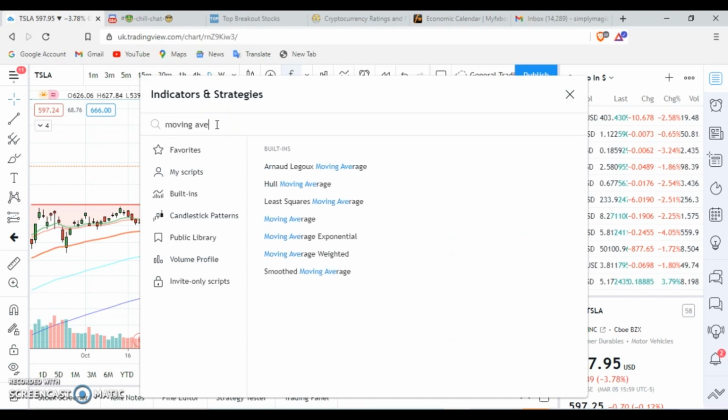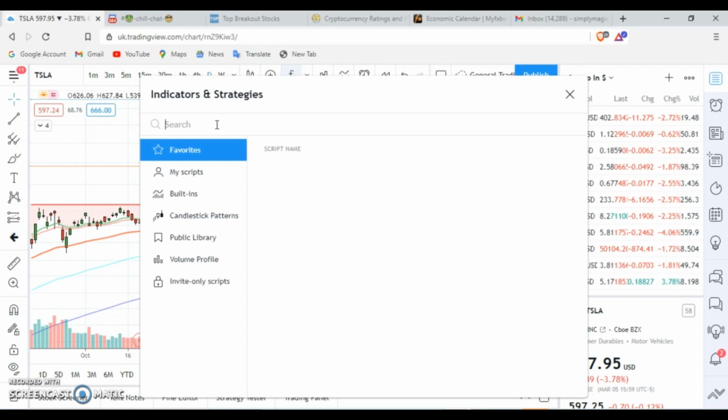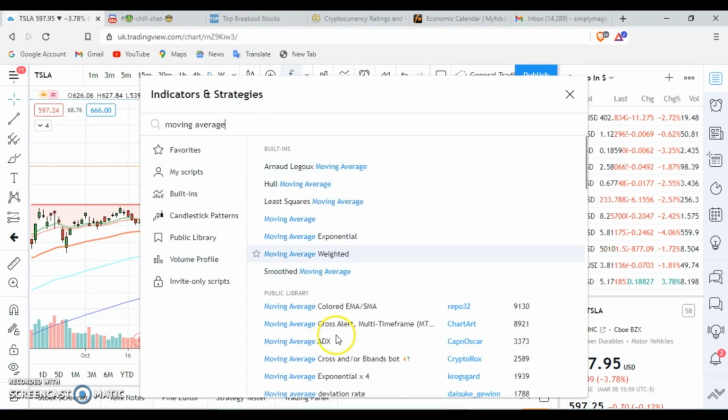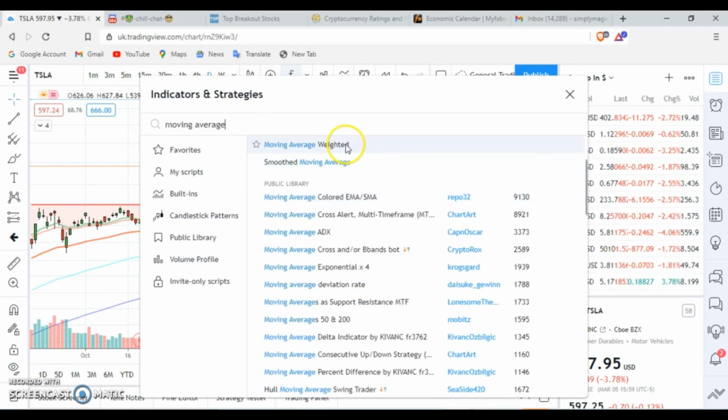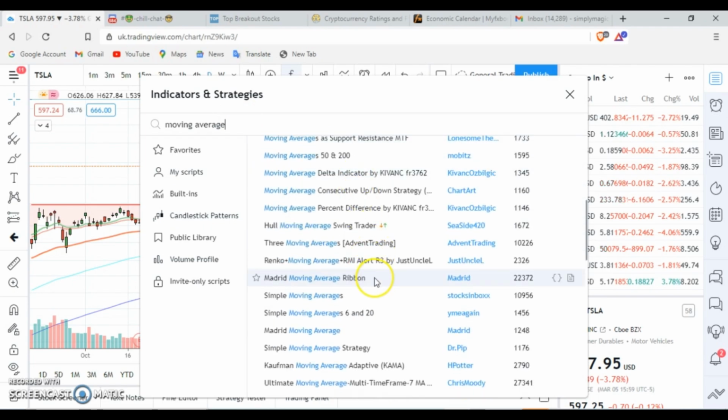Or moving average. I think, so just basically whatever you see fit. So moving average, if you just type in moving average, there's a lot there. You can have a single one, you can have triple, you can have exponential times 4, you can have whatever.